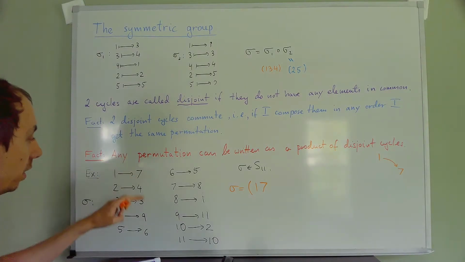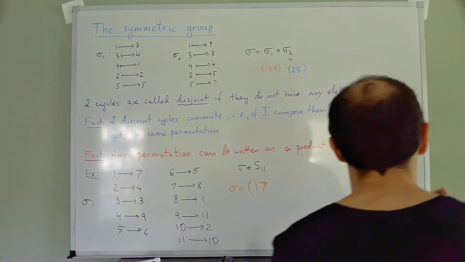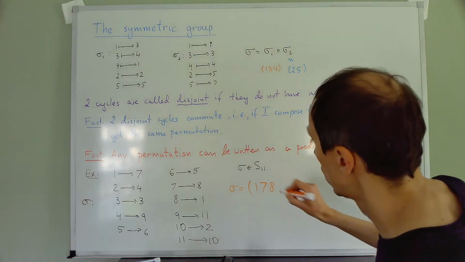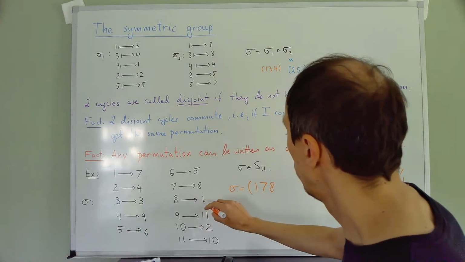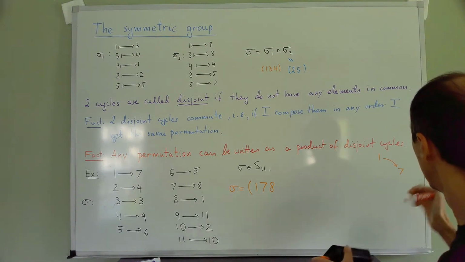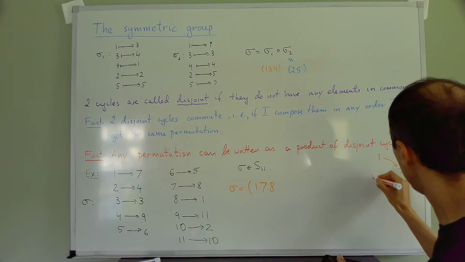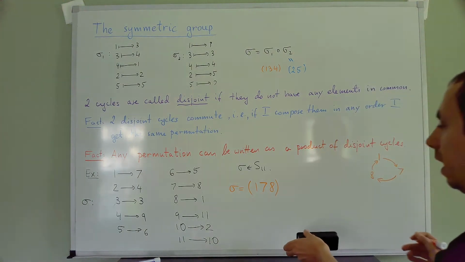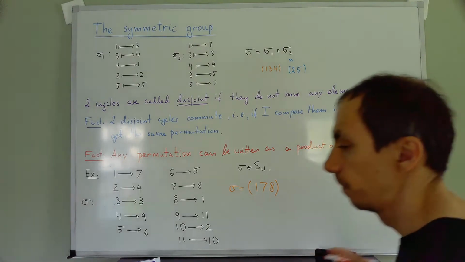So what happens to 7? Oh, 7 goes to 8, so I write 8 here. What happens to 8? Oh, 8 goes back to 1. Maybe this picture is too big. 8 goes back to 1, so I don't write any more 1. I just close the parentheses.